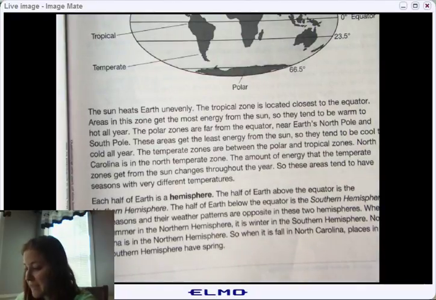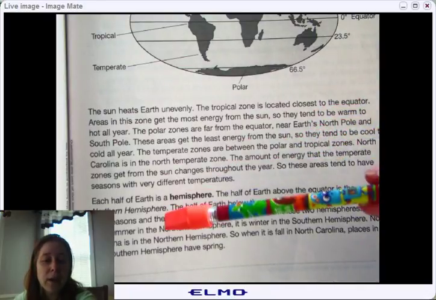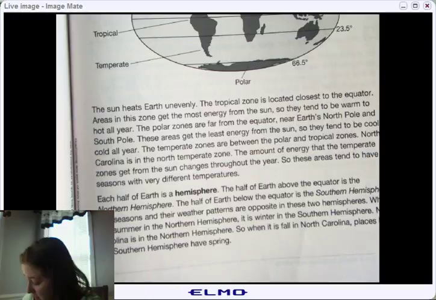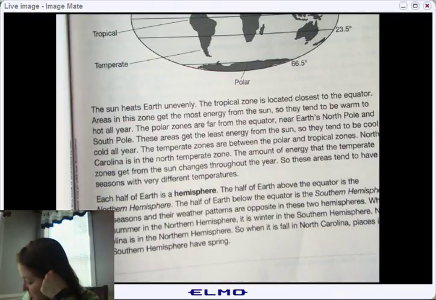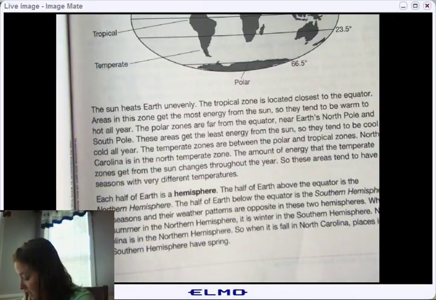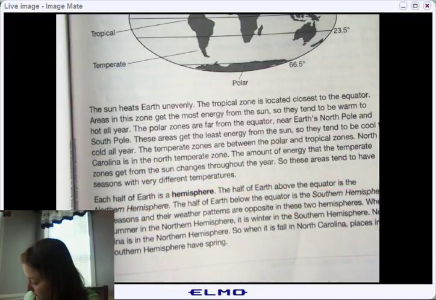North Carolina is in the blank zone. What kind of zone are we in? Look at that paragraph. North Carolina is in the temperate zone. We are in the north temperate zone between the polar and tropical zones. The amount of energy the temperate zone gets from the sun changes throughout the year. So these areas have blank with different temperatures. These areas have what? We have seasons with different temperatures.